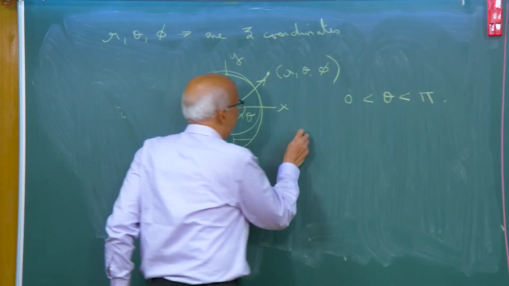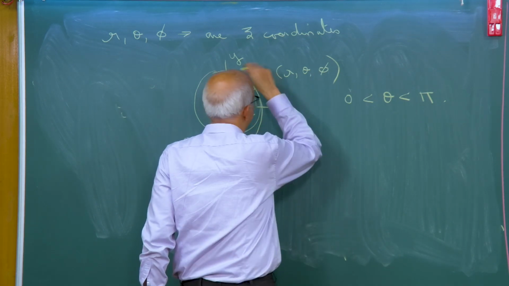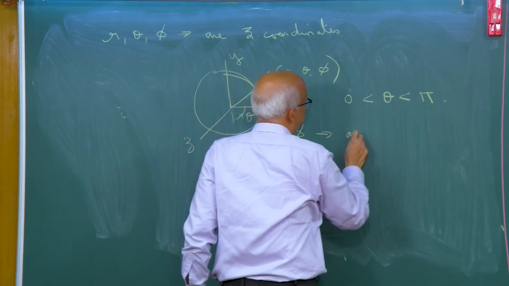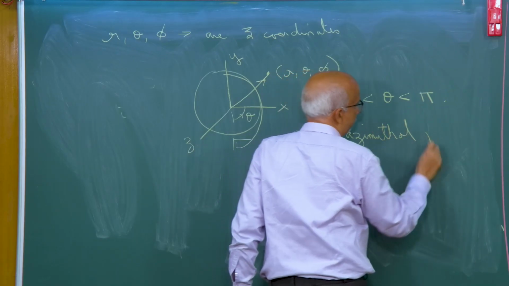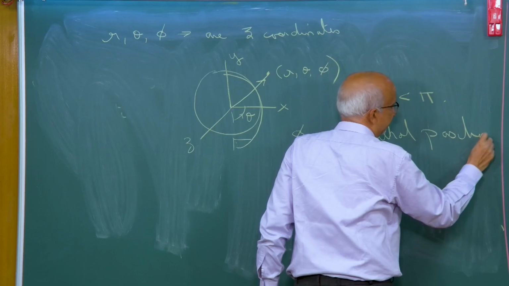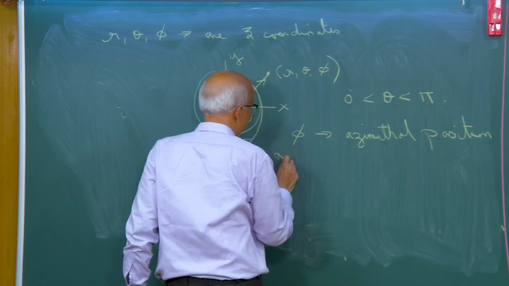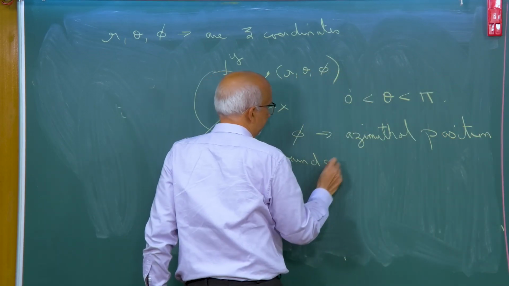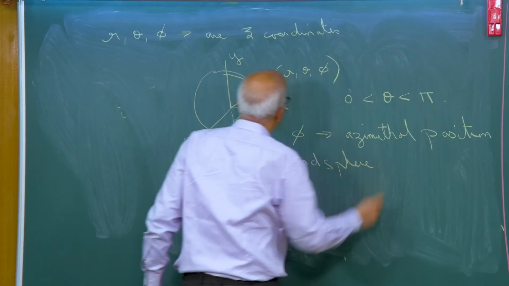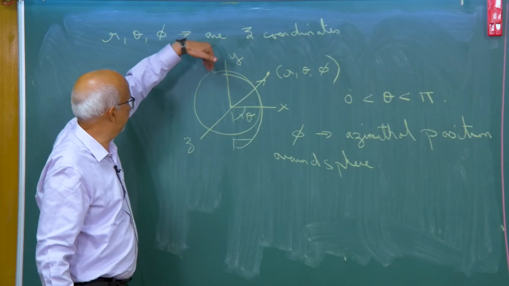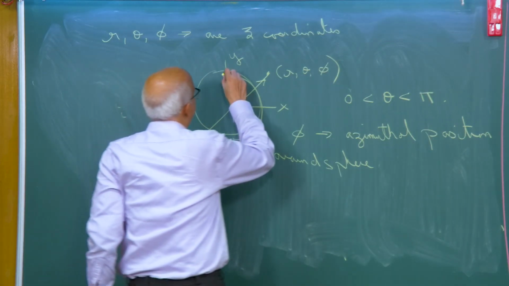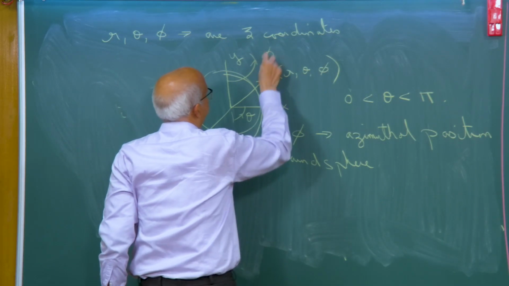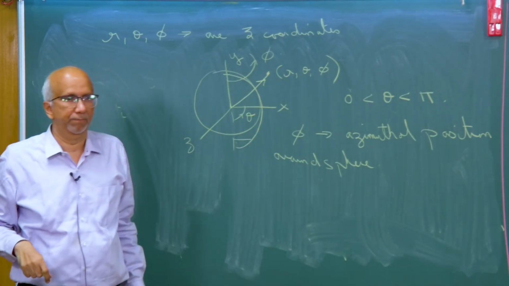Phi tells you the azimuthal position around the sphere. Now, you can imagine phi is the angle along this direction. I don't know how to draw this, so I'll just say this is phi.